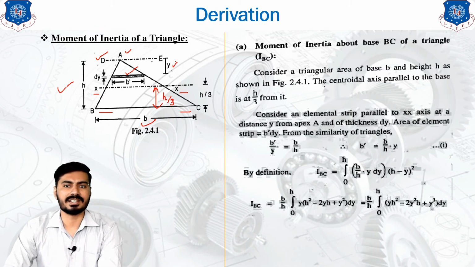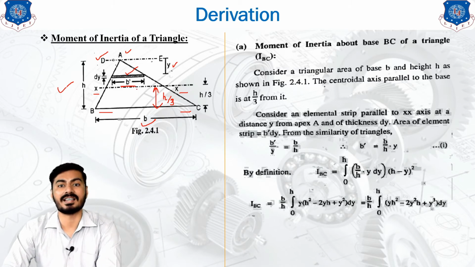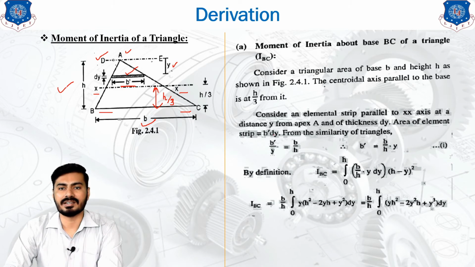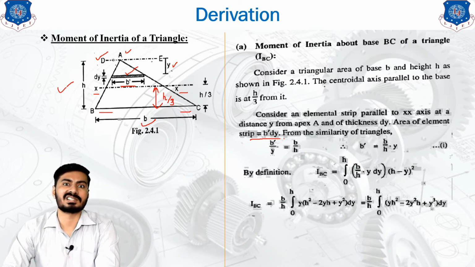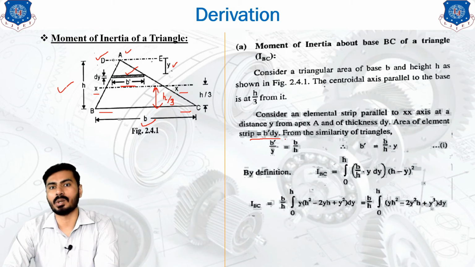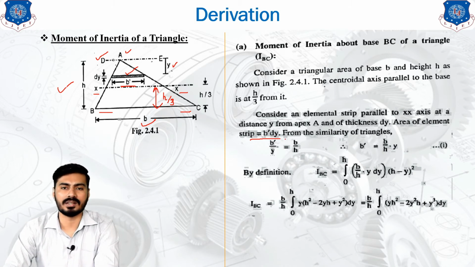Now the area of this elemental strip is B dash into dy, because the width of this strip is B dash, not B. And why have we written the area of this strip as a rectangular area? Because we have taken the strip thickness so small that the strip looks like a rectangle. Although it is not a rectangle, for a small distance we can consider it as a rectangle.